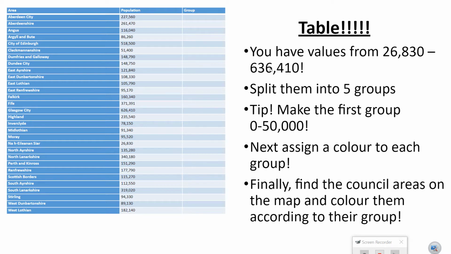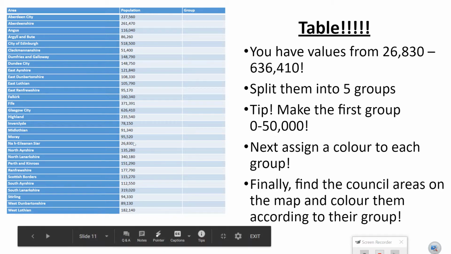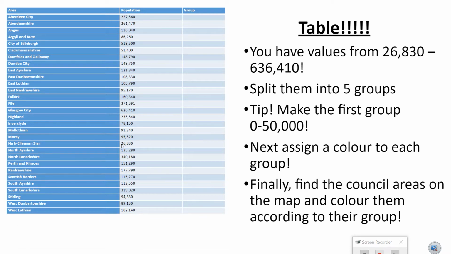I want you to split these groups into 5 main zones. One tip for the first zone: I suggest you say every authority between 0 and 50,000 people. So have we got any there? We can see straight away Na h-Eileanan Siar is one zone where it has 26,000. That will be one colour. Are there any other ones, if I remember rightly? No, there's just one. So make your zones into 5. If we're going up to 636,000, maybe round up, and anything over 600,000 could be a category, for example. But bear in mind, we only have the highest numbers. We've got 2 zones of 1 million or more.